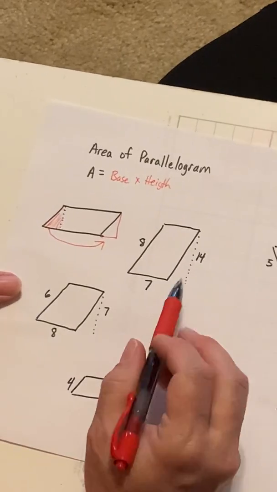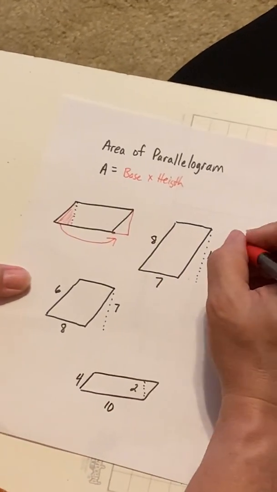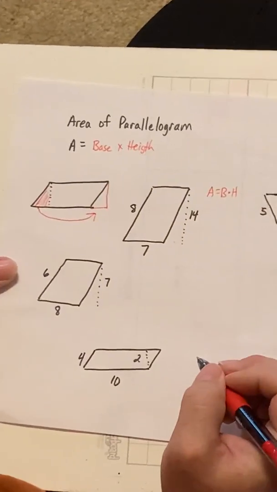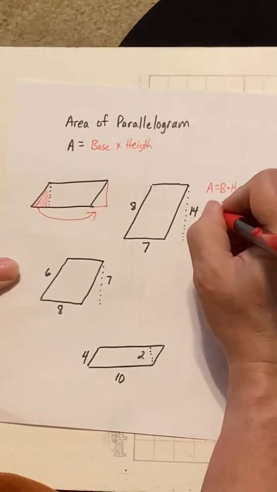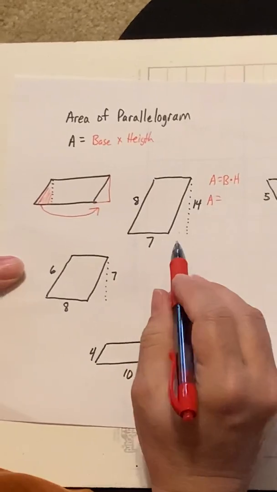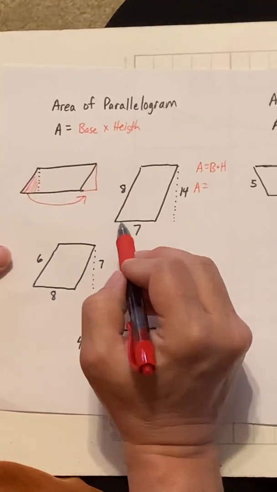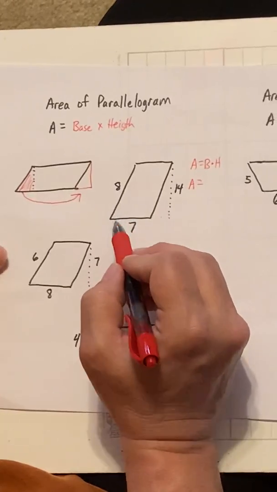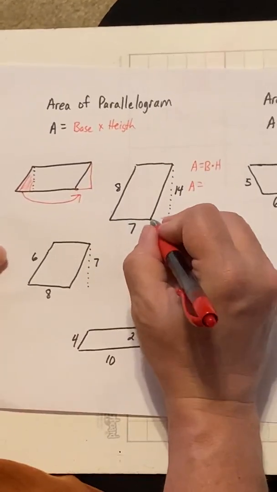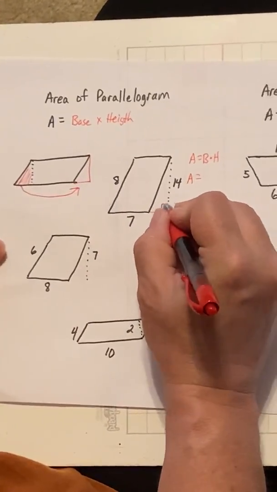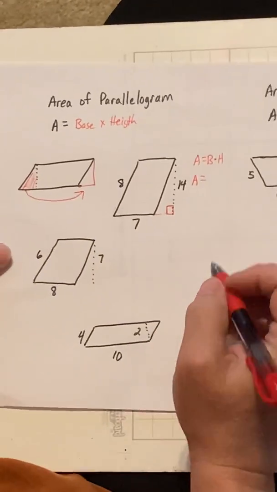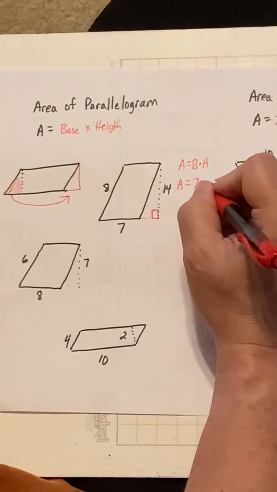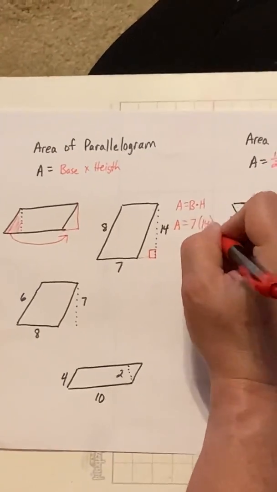All right, so to find this one right here, we're going to write our formula. Area equals base times height. We're going to find our base and our height. So this 8 and this 7, that can't be base and height because that doesn't make a right angle. But right here, this does make a right angle. So I know my base is going to be 7, and I know my height is going to be 14.